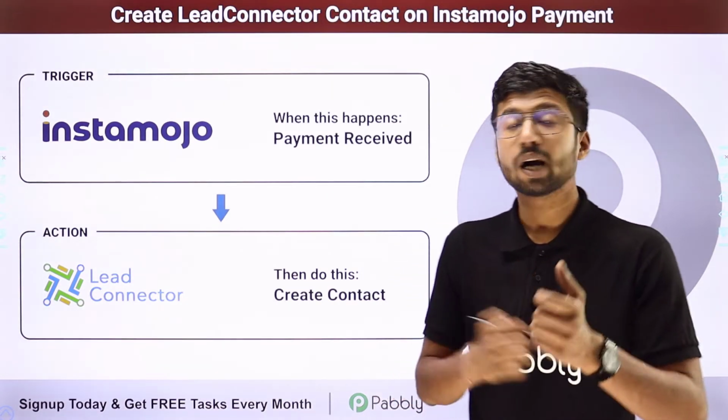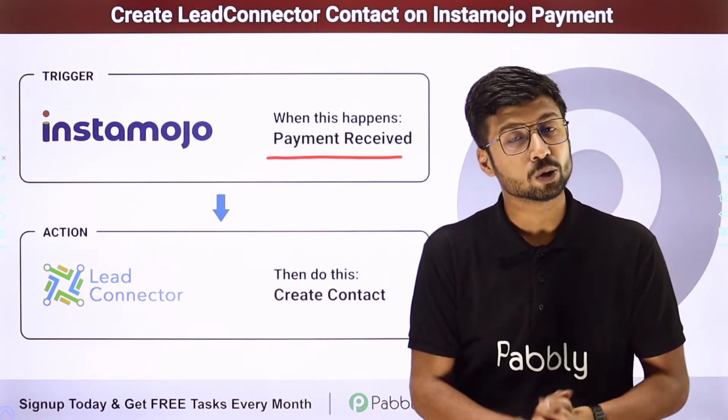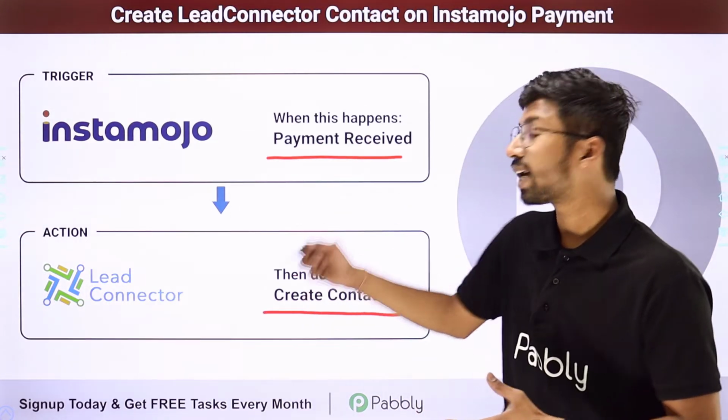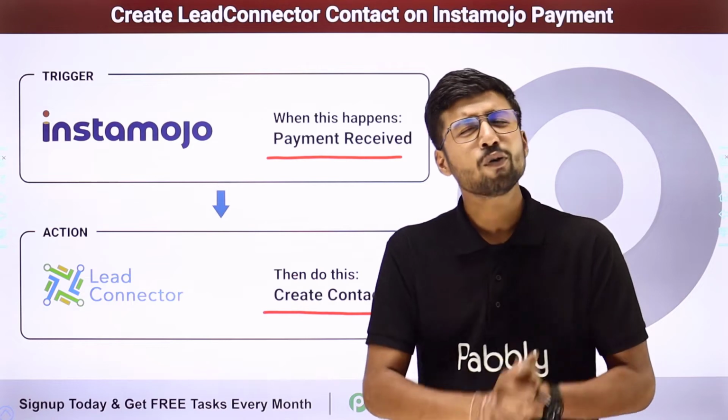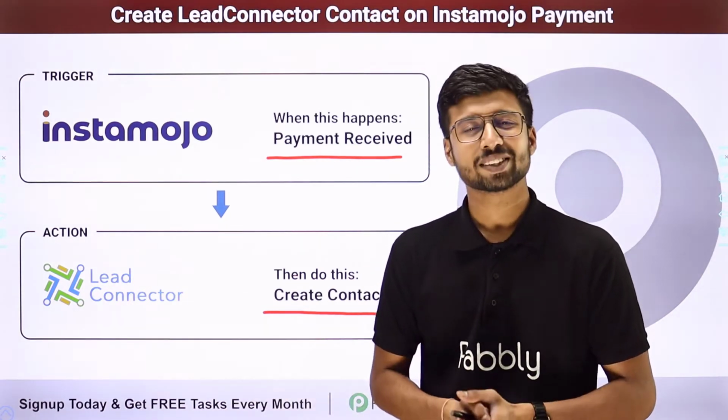So in this automation, our trigger will be receiving a new payment on our online payment gateway like Instamojo. And the action will be adding the same customer who made the payment as a contact in LeadConnector. Now, if you want to know how you can set up this automation, you just have to come with me to my screen.